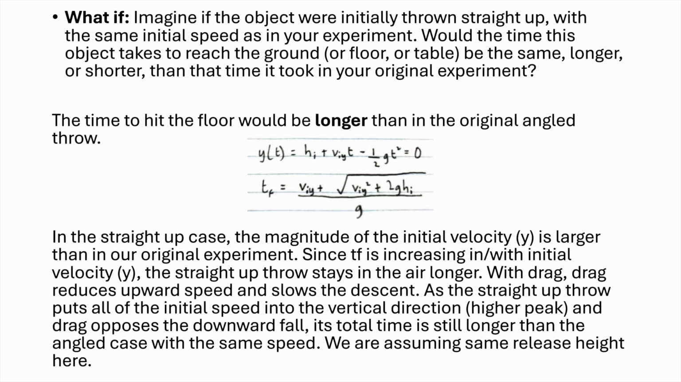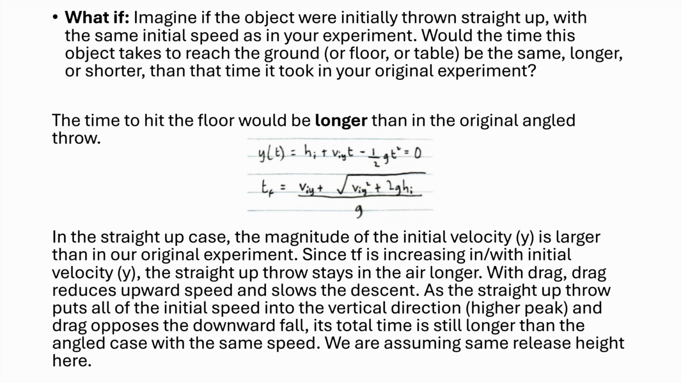What if? Imagine if the object were initially thrown straight up with the same initial speed as in our experiment. Would the time this object takes to reach the ground, floor, or table be the same, longer, or shorter than the time it took in our original experiment? The time to hit the floor would be longer than in the original angled throw. In the straight-up case, the magnitude of the initial velocity y is larger than in our original experiment.